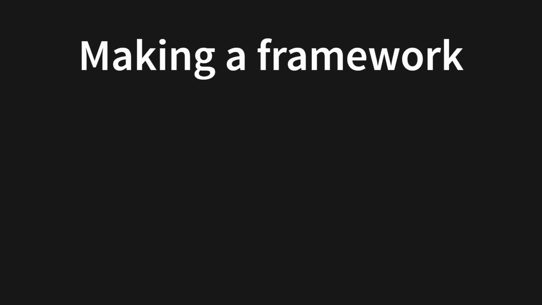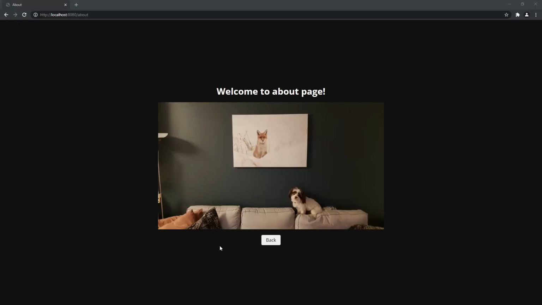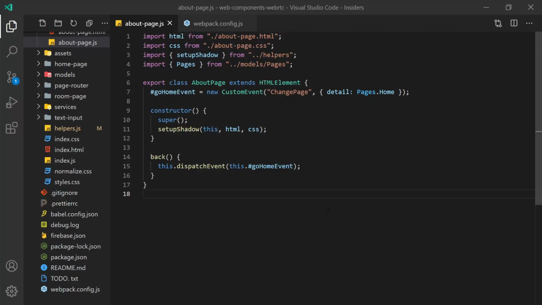But now we're ready to create the framework. I just have to say up front that I have taken some shortcuts here to make it easier to understand, but all of the core elements are here, and we're starting with creating components. A good place to start is with the About page. This is a really simple page, just a title, image, and a back button that takes you back to the main page. Here we have the definition for the About page.